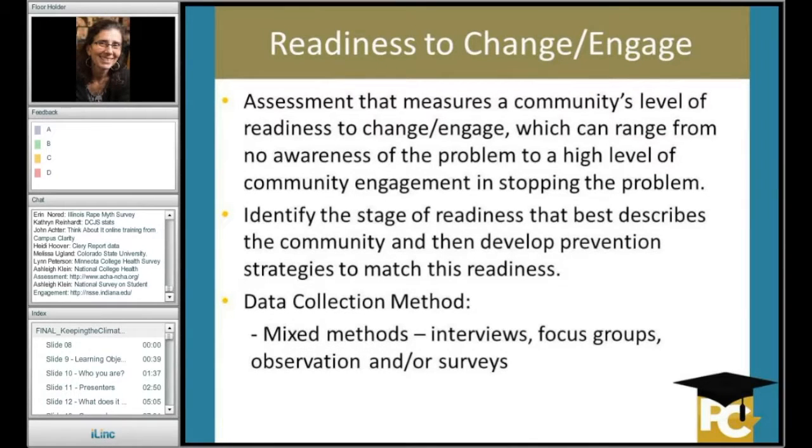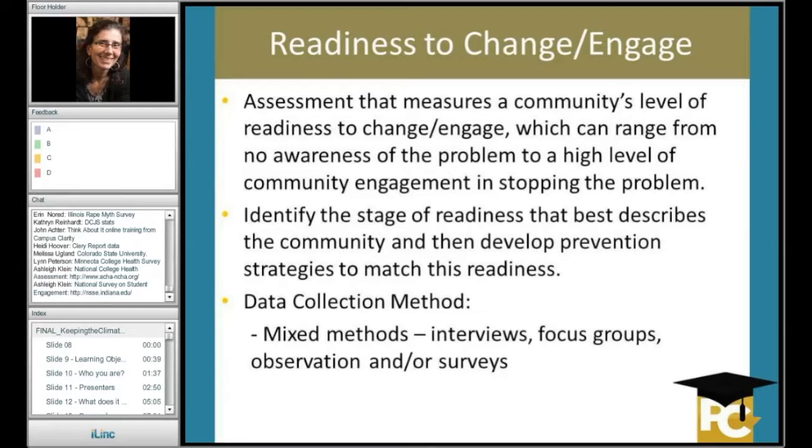A few of you mentioned community readiness to change, which I'm really excited to know some of you are using. Again, we put a couple of really great resources in our resource sheet. I have colleagues at UNH who have developed a readiness to engage in prevention assessment. Essentially this is an assessment that measures the community's level of readiness to change or to engage in prevention. The readiness levels range from no awareness of the problem at all to a high level of community engagement in stopping or preventing the problem. It identifies the stage of readiness that best describes the community.